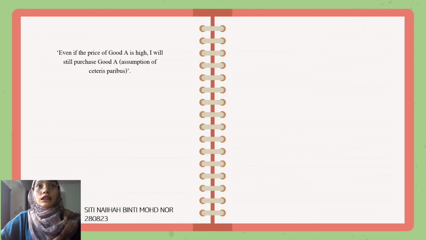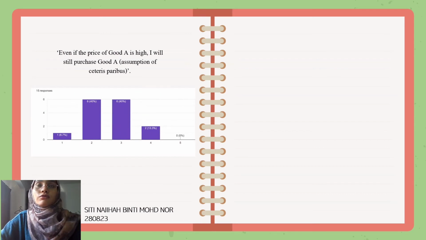Next is, even if the price of good A is high, I will still purchase good A, under the assumption of ceteris paribus. Based on the survey results for this question, 6.7% of the respondents strongly disagreed, and 40% disagreed that they would still buy good A despite its high price. This could be related to household income, as income has an impact on the demand for goods. If income decreases, the demand for goods and services will also decrease. As a result, consumers choose a substitute product that is cheaper than the higher-priced one.